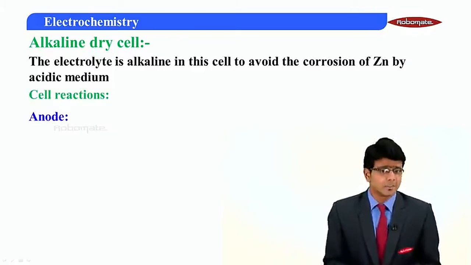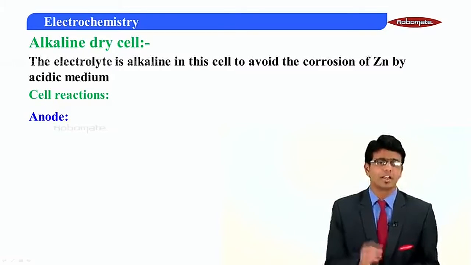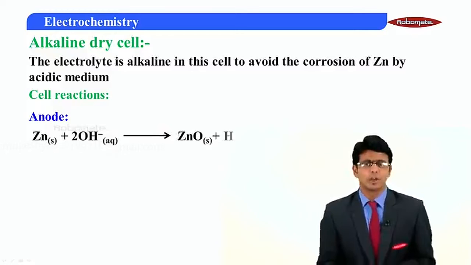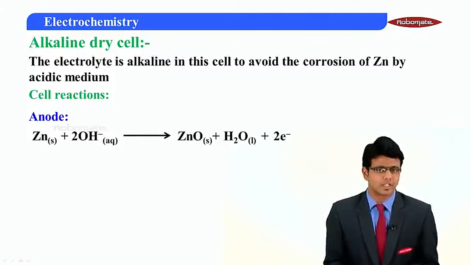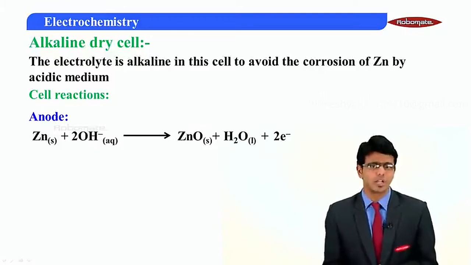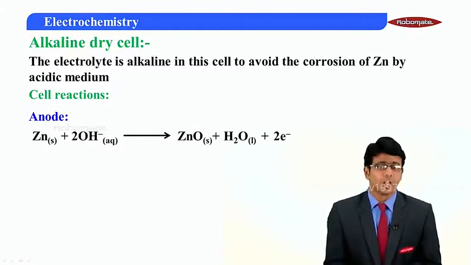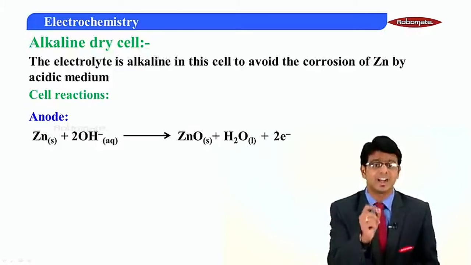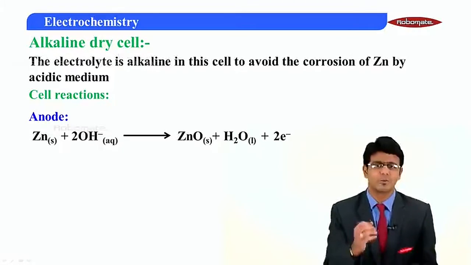The reaction which is taking place at anode, and obviously here anode is zinc, which is going to get oxidized, right? So Zn solid plus 2OH minus aqueous gives rise to ZnO, zinc oxide, solid plus H2O liquid plus 2 electrons. So basically here zinc is getting oxidized to zinc oxide in alkaline medium because there are OH minus ions, isn't it?